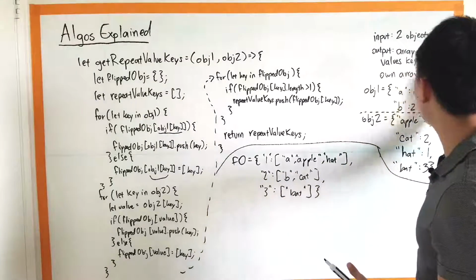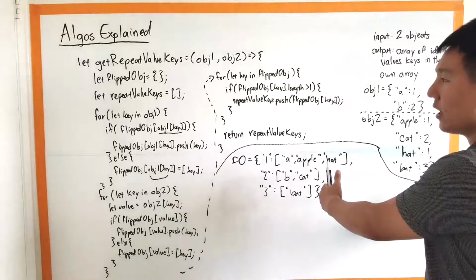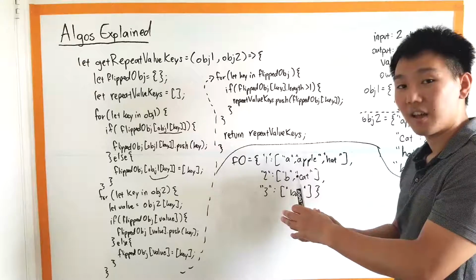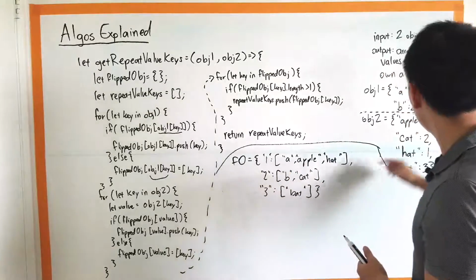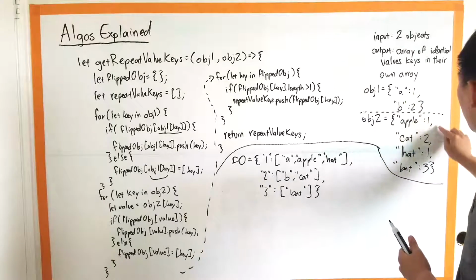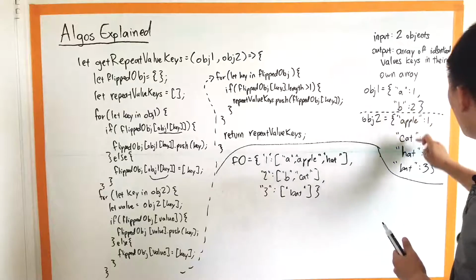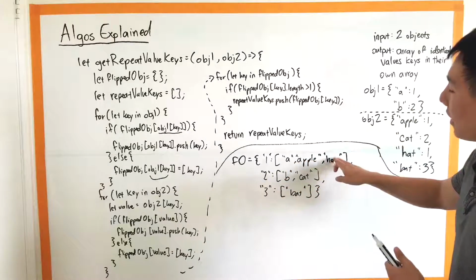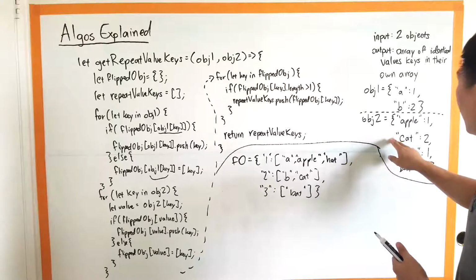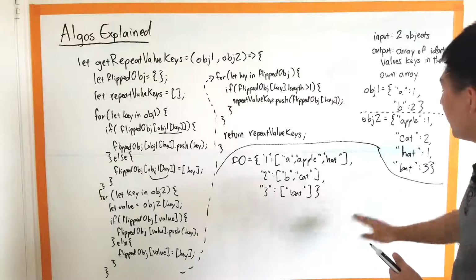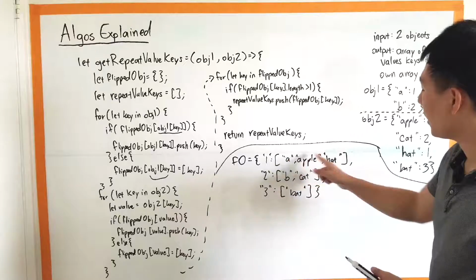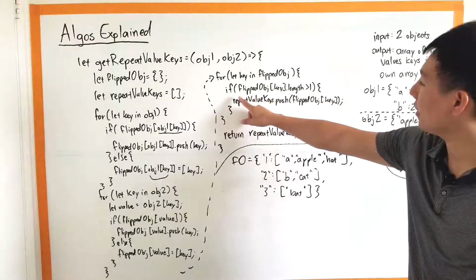Well, we know that the objective was to have an array of arrays of keys whose values were repeated. The value 1 was repeated 3 times right here. And so we want to collect together A, apple, and hat. Luckily, we already have that. Same thing with 2, it was repeated, so we want to clump B and cat together. 3 was not repeated, we don't want that. And a good way to see it is, if it was repeated, that array would have more than 1 in it. And so that's the logic we put in here.